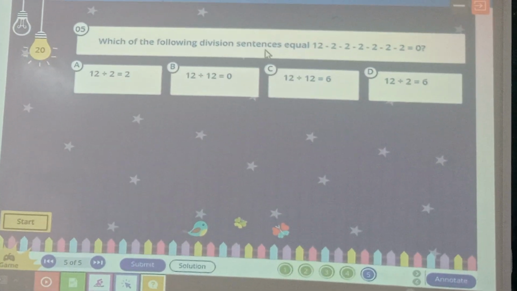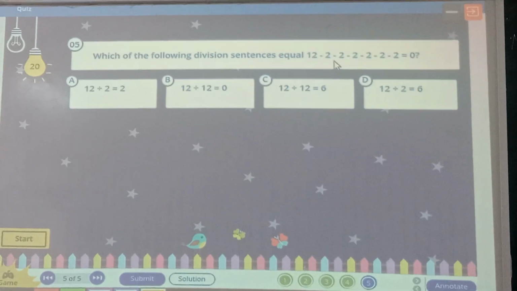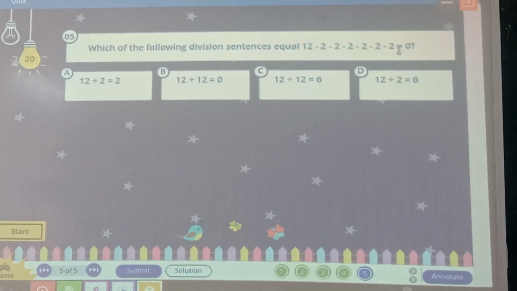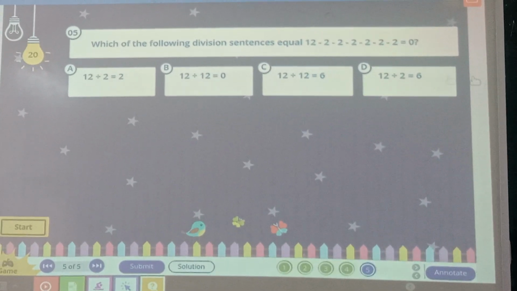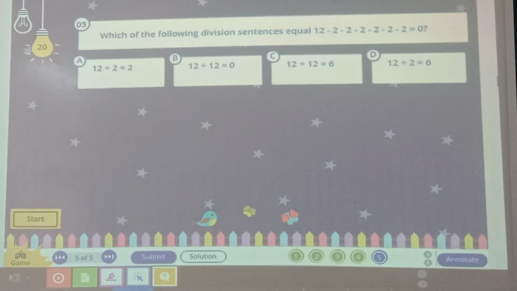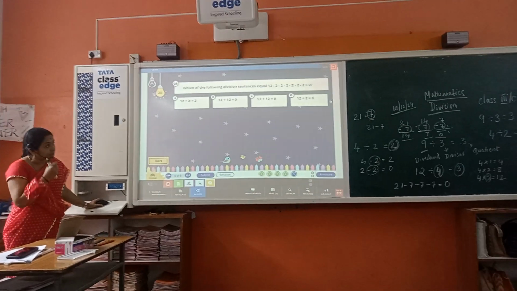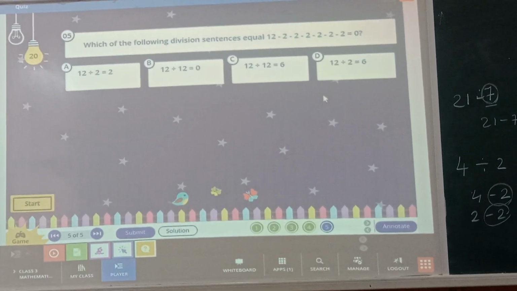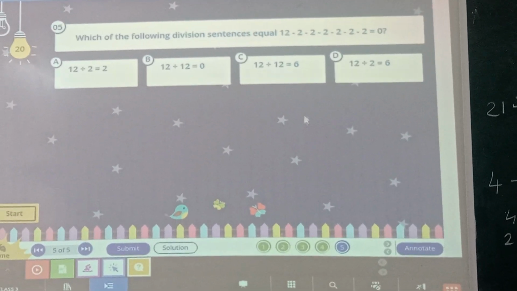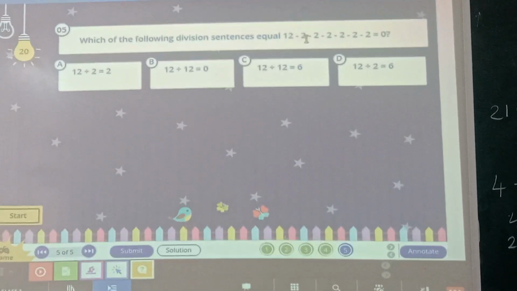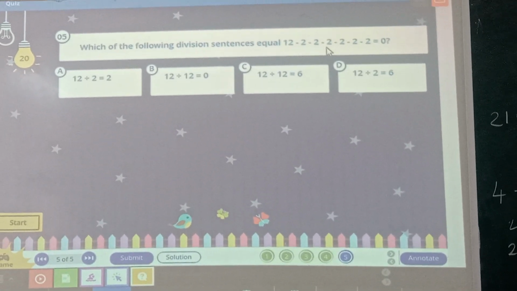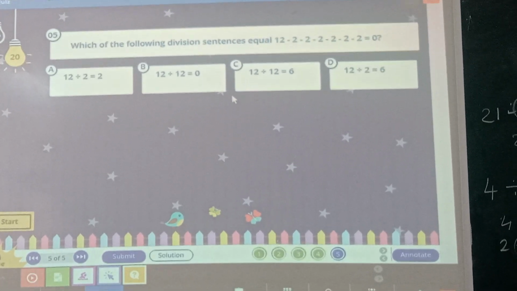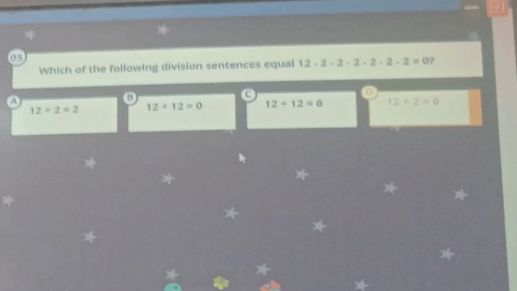Which of the following division sentences equals 12 minus 2 minus 2 minus 2 minus 2 minus 2 minus 2? 12 divided by... What number are you subtracting? That will be the divisor. So 12 divided by 2 is equal to 6.